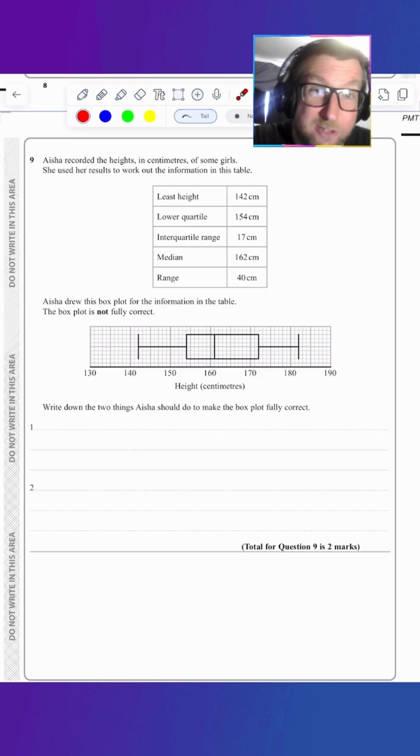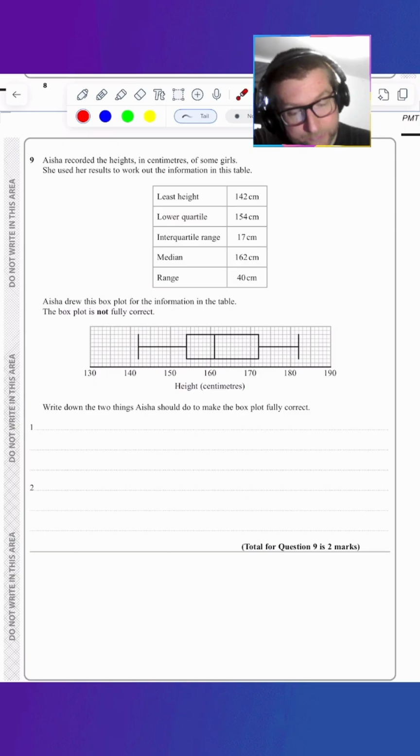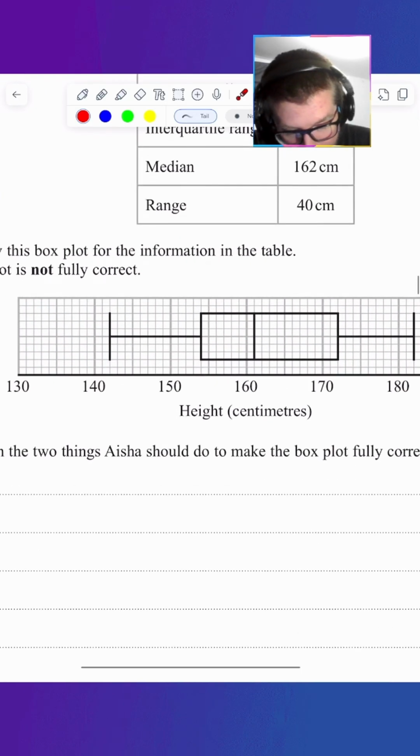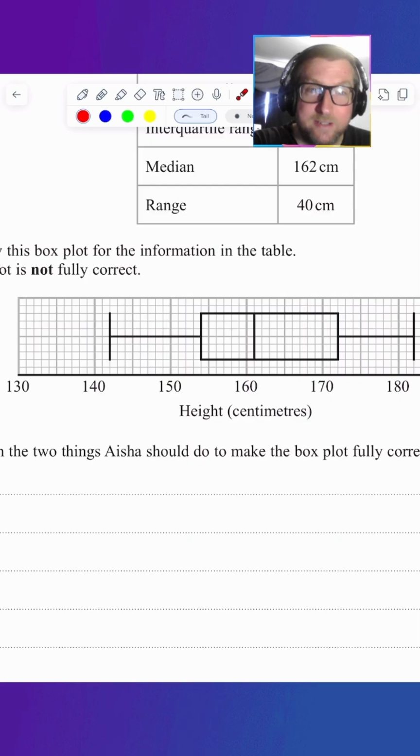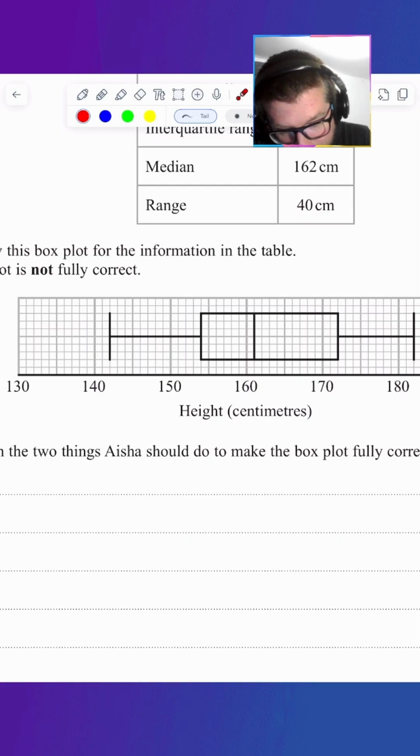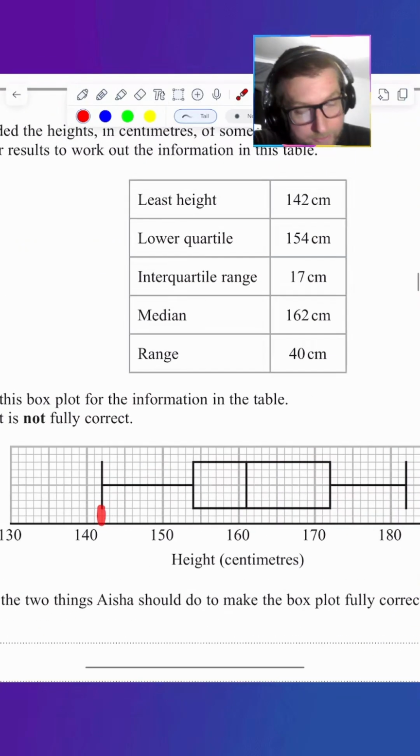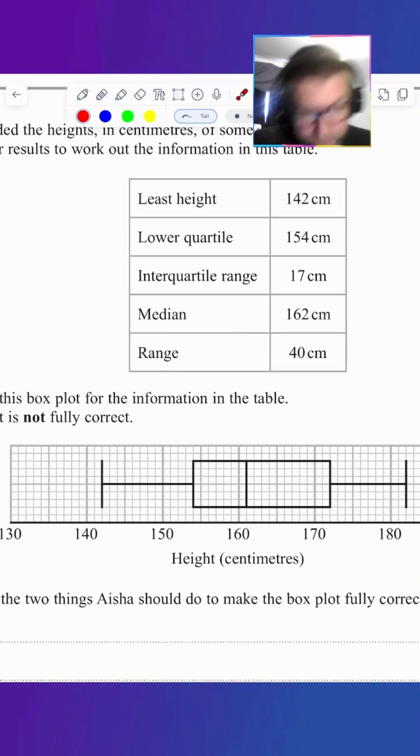Something is not correct, and it looks like two things are not correct. So we're just going to have to check each value. The least height should be 142. In this box plot, the least height is this value here. Is that 142? Yeah. Again, we do need to be careful reading the axis here, and it's been very friendly. There are 10 small squares to represent 10 centimeters, so each small square represents one. So this value here will be 142, and that is what's in the table, so that's correct.